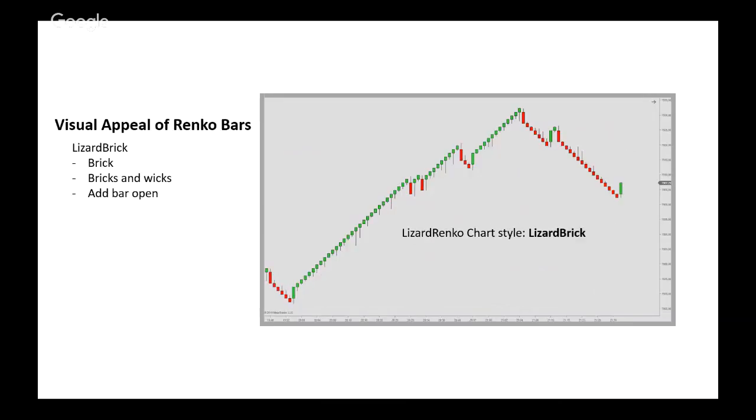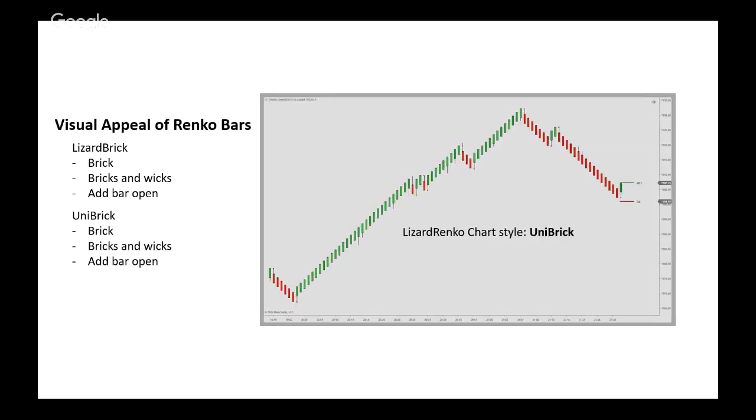Okay, so the visual appeal of Renko charts is quite striking, and it's also the reason why they're the tool of choice for displaying trends. The LizardRenko comes with three chart styles. And the lizard brick is what we've looked at so far and what we're looking at here. And we have the option of displaying bricks only, as we did before with the zigzag, and bricks and wicks, as we see here. And the add open mode, which I pointed out.